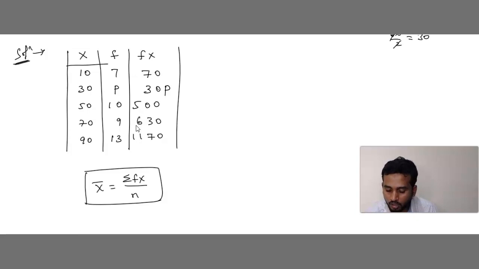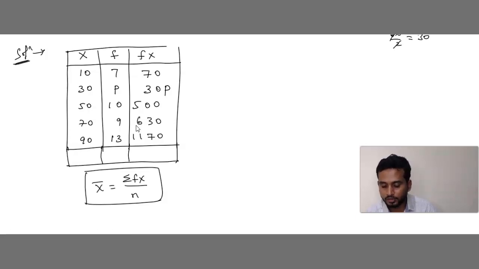1170. But you should write in order all these numbers, be careful. Okay, we have done till here, right? Good. Now what we should do? We have to add all fx, right? How to add all fx?